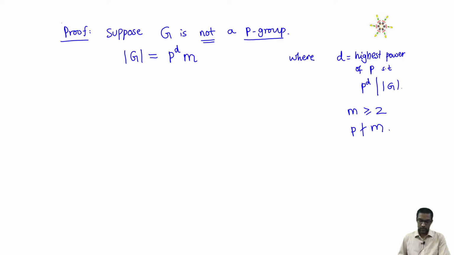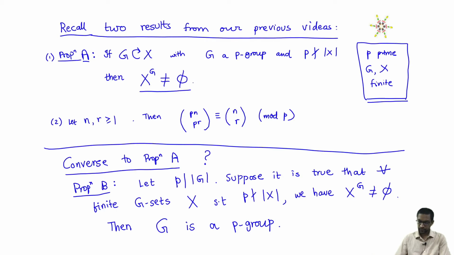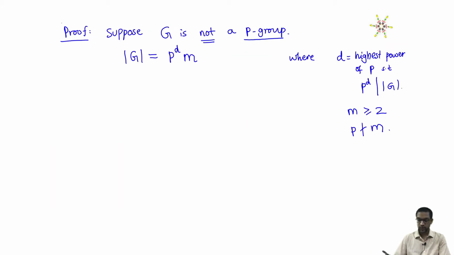Now let's see what do we need to do in order to prove the proposition. Let me go back to the statement of proposition B. It says suppose it is true that for all finite G sets X such that P doesn't divide the cardinality, we have Xg is not empty, then G is a P group, right? To prove this, I'm saying suppose G is not a P group, then what I will do is produce a finite G set X whose cardinality is not divisible by P such that Xg is empty. This is what we would need to do in order to complete the proof.